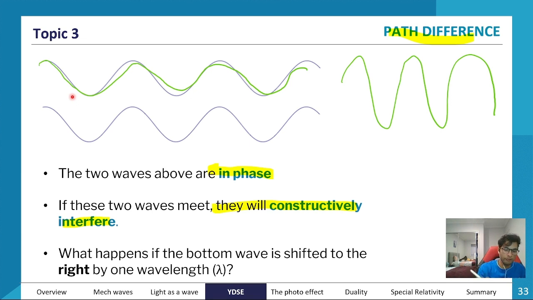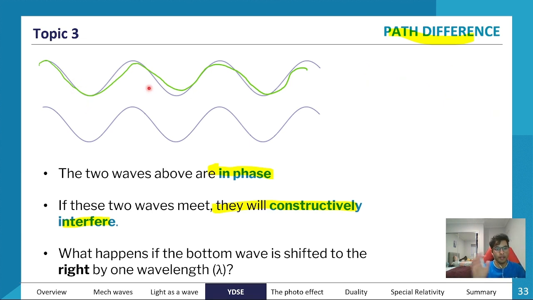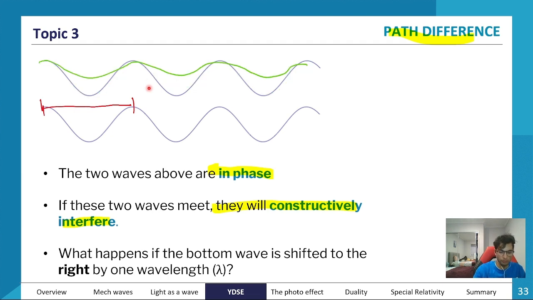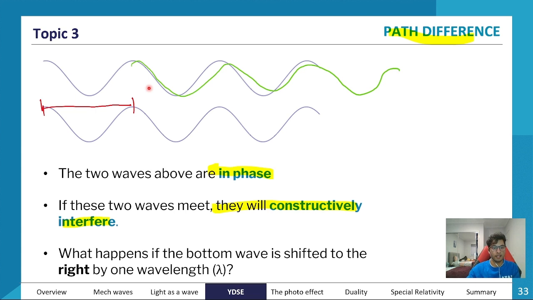But here's the thing. If I take this green wave and move it to the right by one wavelength, and one wavelength is the distance from here to here, what do you think is going to happen? If I move this by one wavelength, what you see, if I drew it properly, is the exact same wave. It's the same situation from before. It just moved one wavelength across.